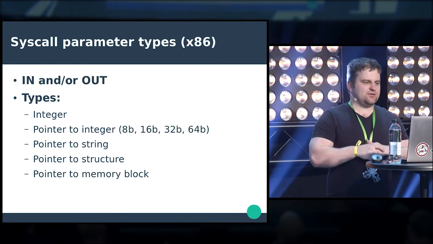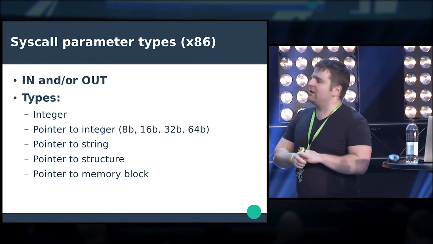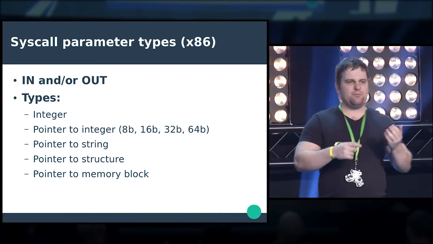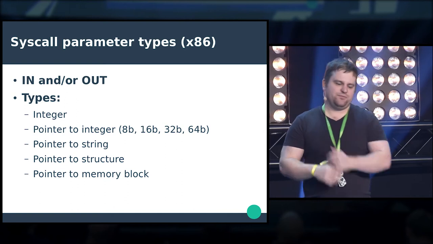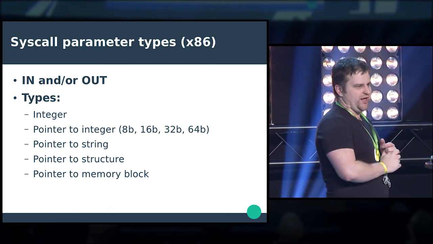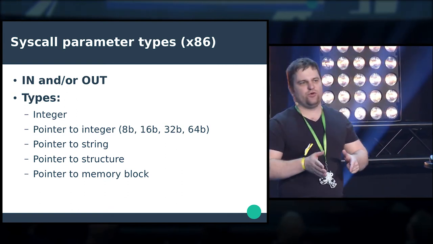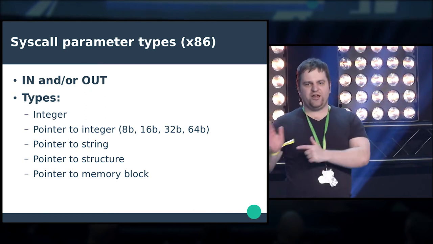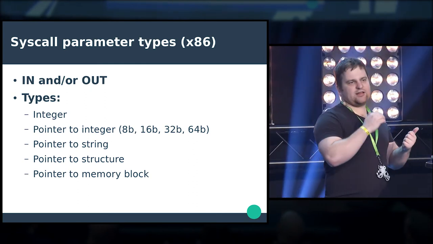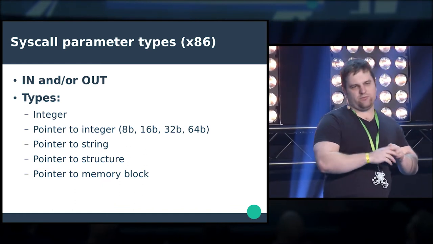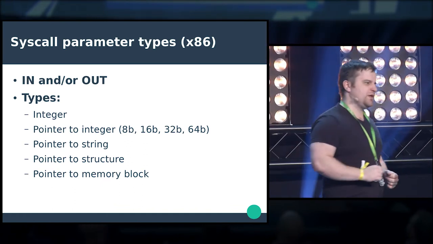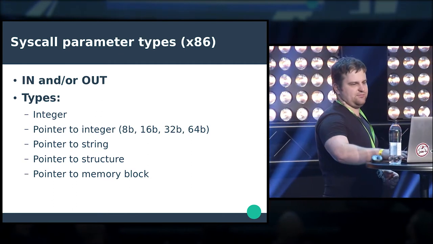So in essence, there are such examples of what a parameter can be. It can be a simple integer. It can be a pointer to some integer. It can be a pointer to some string. And in the Windows case, it can be a pointer to a usual string or a wide char string. It can be a pointer to some structure. It can be a pointer to some random memory block. So all of these possibilities exist.